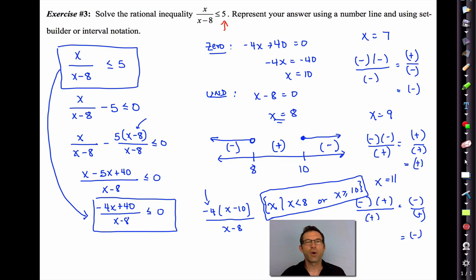Now, the irritating part about this one is having to convert it so that we compare it to 0. But if we go through that process, then it's all just about finding the critical values and then finding numbers and substituting them in to test the inequality. So pause the video now and look at all the work that we did.